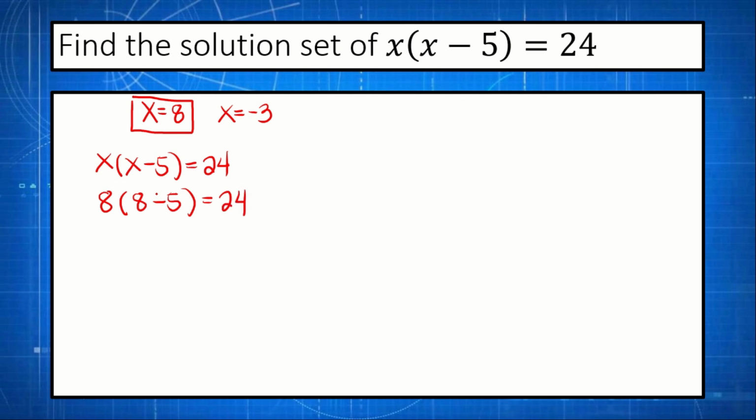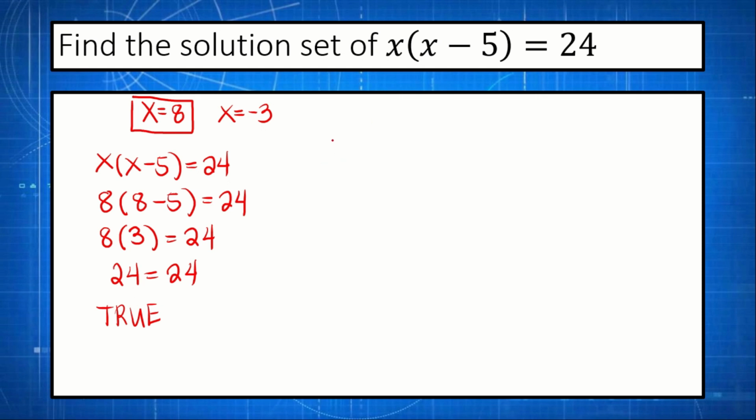So we subtract first those inside the parentheses. We have 8 multiplied to 8 minus 5, which is 3, is equal to 24. 8 times 3, we have 24, is equal to 24. So that means this is correct, or that is true.